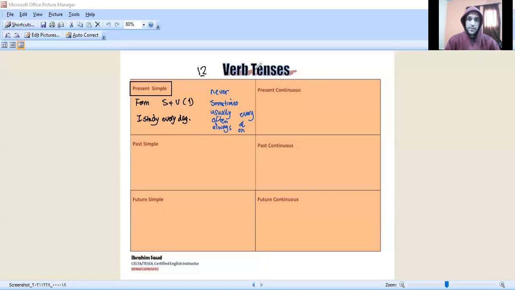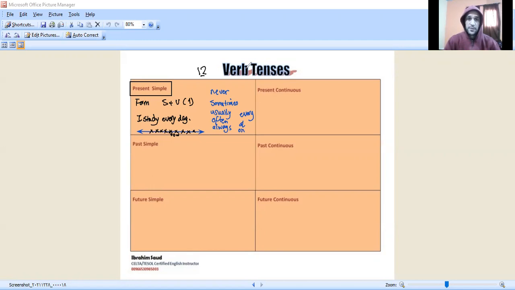The present simple is used to express a fact or a habit. Look at this timeline. This is now. This point is in the past. This point is in the future. The present simple can be expressed like this on the timeline. It means that it can be something that was a fact or a habit in the past. It is still a fact or a habit now, and it will be a fact or a habit in the future. So again, the present simple is used to express a fact or a habit.